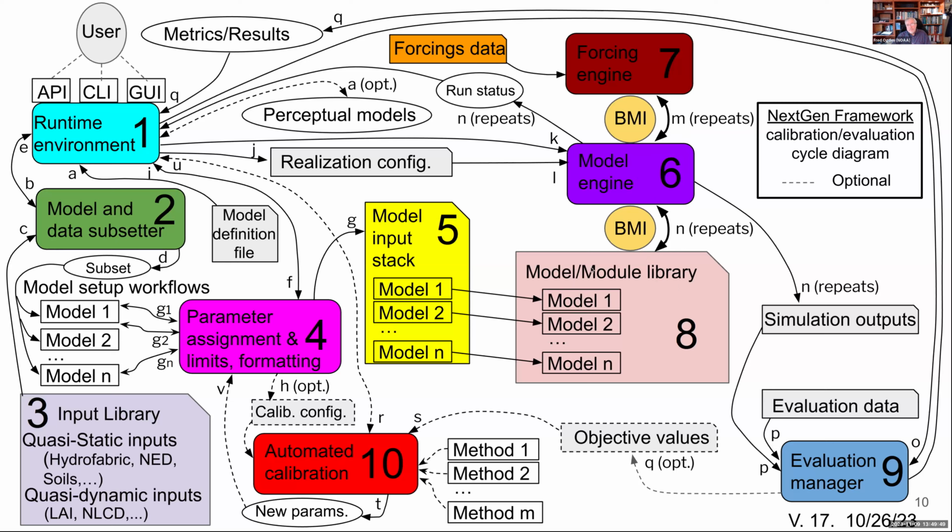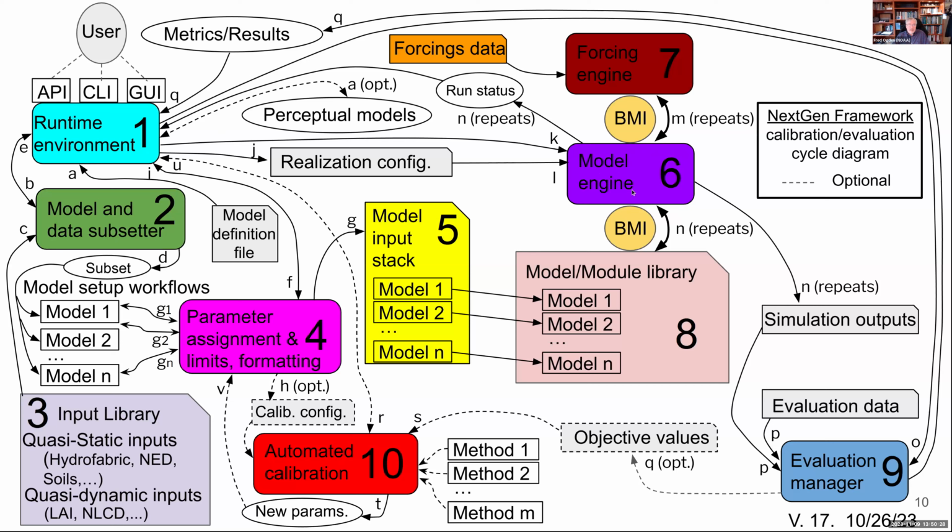Now, the model engine does its thing. It runs the models. It periodically reports a run status back to the runtime environment. So if something goes sideways, if there's a model or a module that's misbehaving, it could tell the runtime environment that something's wrong, and it could stop and not waste a bunch of CPU cycles. Assuming that everything runs correctly for the duration of the simulation, the simulation outputs that have been written during the simulation, it closes those files and it reports back to the run status indicator that the run is finished.